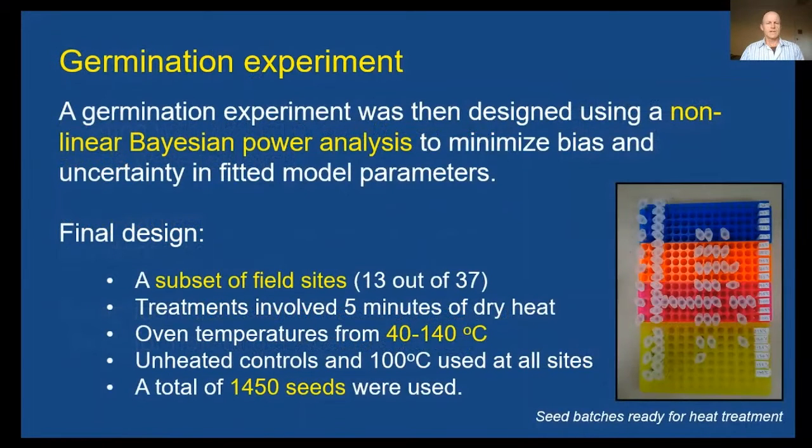Then a germination experiment was designed with a nonlinear Bayesian power analysis to reduce bias and uncertainty in fitted model parameters. And the final design involved a subset of my field sites, treatment temperatures from 40 to 140 degrees Celsius, with unheated controls, and about 1,400 seeds were used in the experiment.